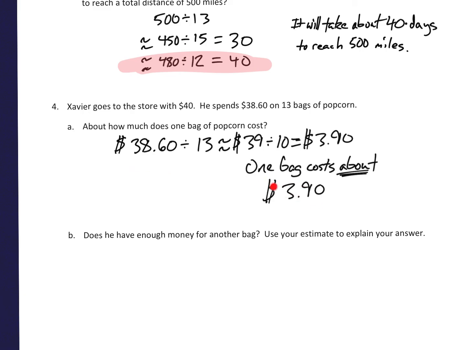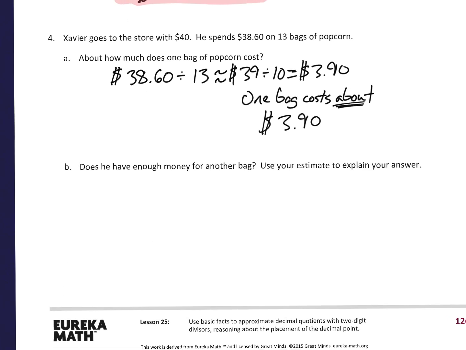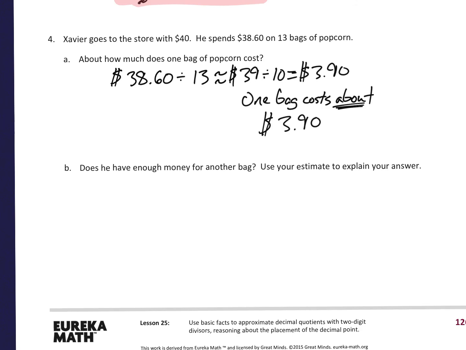I got the answer. One bag costs about, remember we're dealing with estimation, so we need to include the word about, $3.90. Okay? Here's my work. If you don't understand how I got this, then you can pause the video and come and talk to me. If you got this right, other than that, let's go ahead and move on down to part B, which is going to include the rest of this.